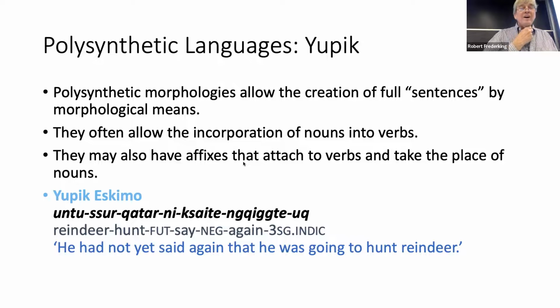That's one word. Reindeer, hunt, future, say, negate, again, and third singular indicative, right? And so there are all these suffixes. You take the word for reindeer, you append hunt to it, and then you add all these suffixes to produce the rest of the meaning. And so many Yupik sentences are 1 or 2 words. And so the big problem in Yupik is actually doing the morphology. The grammar is not that hard. And that's kind of the extreme case.